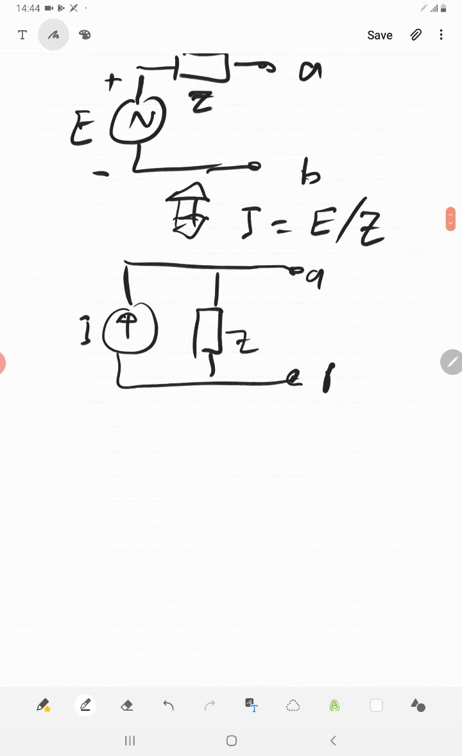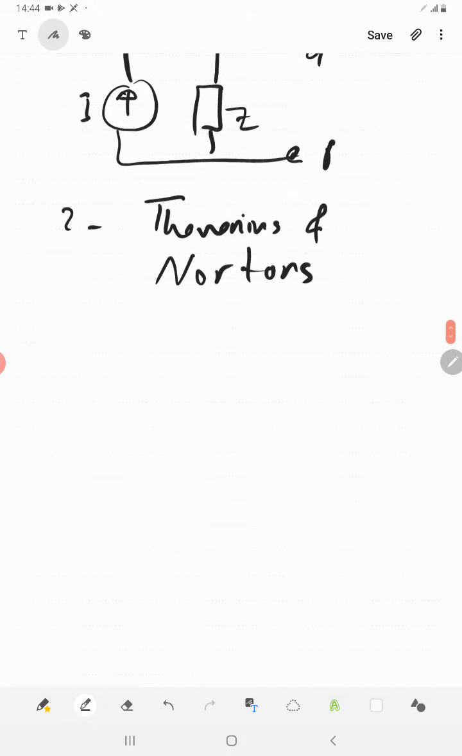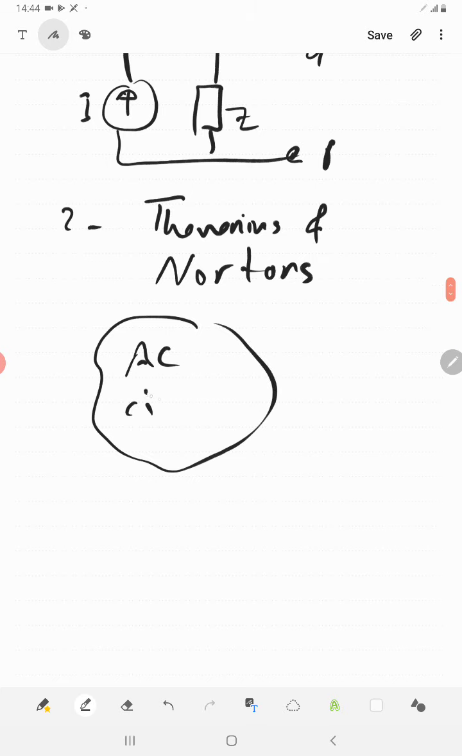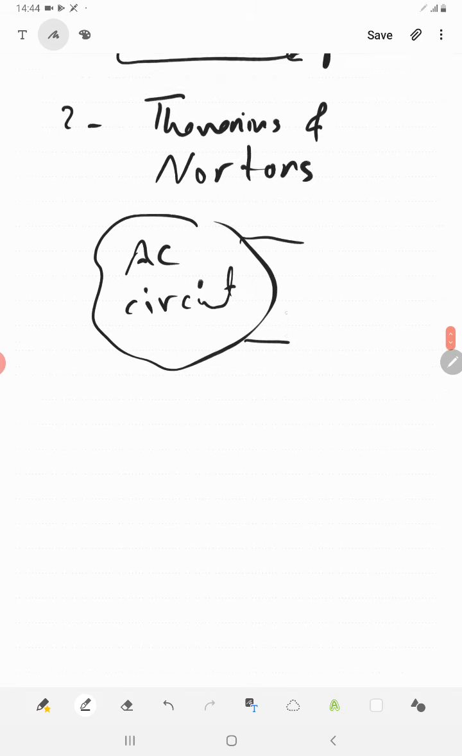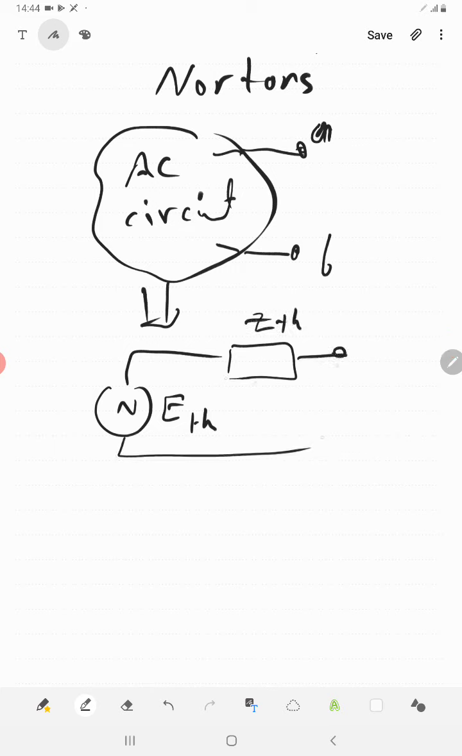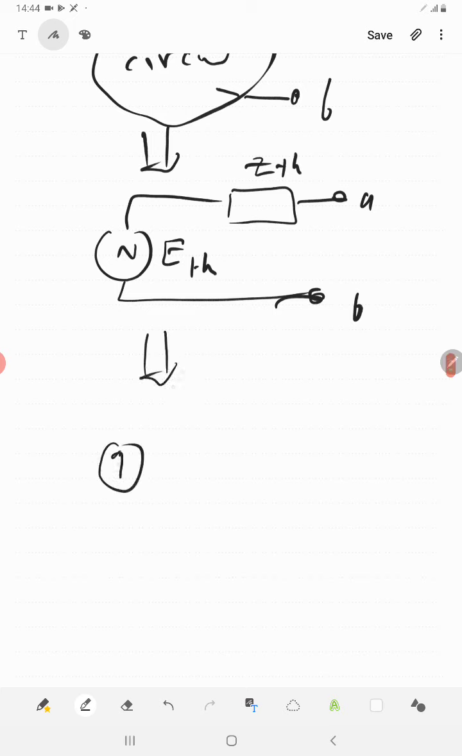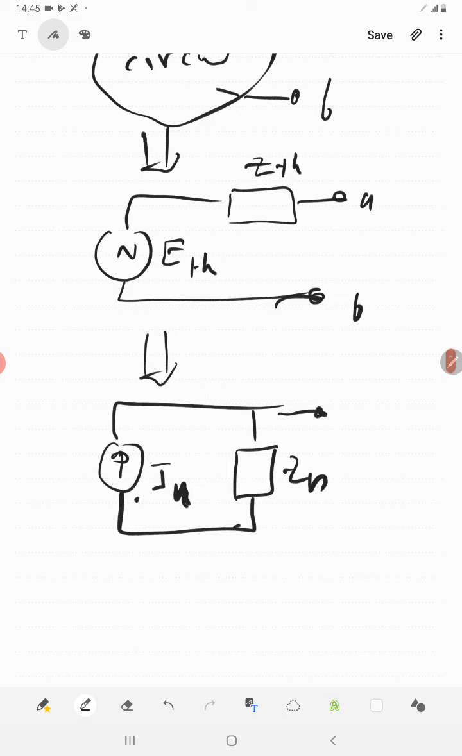Number 2, Thevenin's and Norton's. Any AC circuit, okay, with two points A and B, we can obtain Thevenin's equivalent, E Thevenin in series with Z Thevenin, between A and B, or Norton's current IN in parallel with Zn, with the same points A and B.